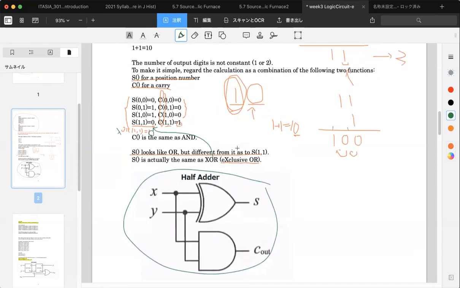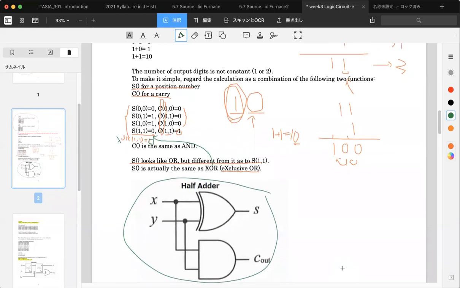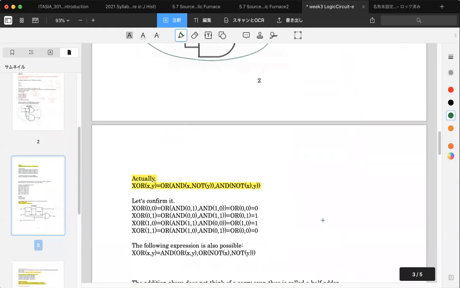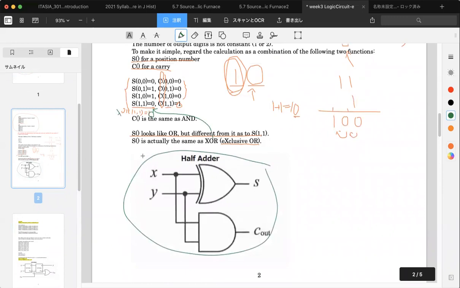I have a question. The S for a position number and C for a carry, is that a random rule that they came up with, or is that always true? Like, do we always use S for position numbers and C for a carry, or is it just for this example? I don't know actually, but I think maybe it's a conventional thing, because if it's not conventional, I don't think the professor would choose such an expression. So yeah, that's why I was confused. Like, where did it come from? Yeah, I don't know either.